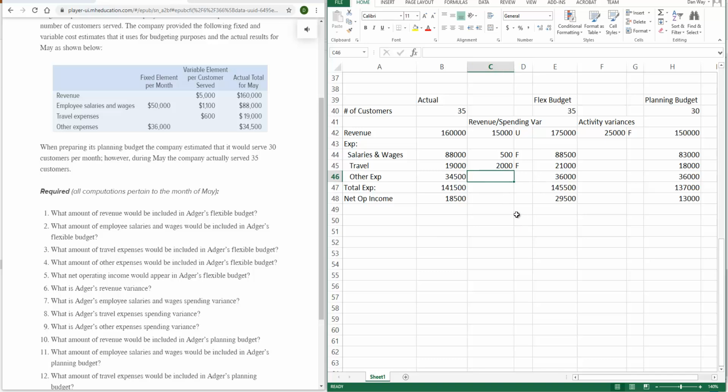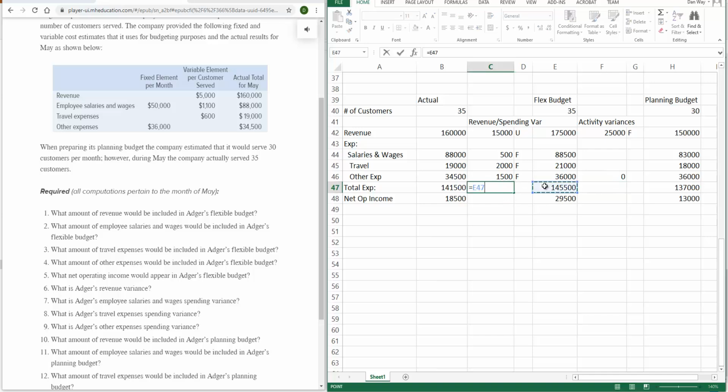In terms of our other, even though that's a fixed cost, we did have a variance. So 36,000 minus the 34,500, or 1,500. Again, that's in the favorable direction. So these other expenses that are supposedly fixed, we spent less on them than we quote-unquote should have given our actual level of activity. Might as well point out while we're here, we can't ever have an activity variance for a fixed cost because we don't flex those in our flex budget. So we'll never have an activity variance for those.